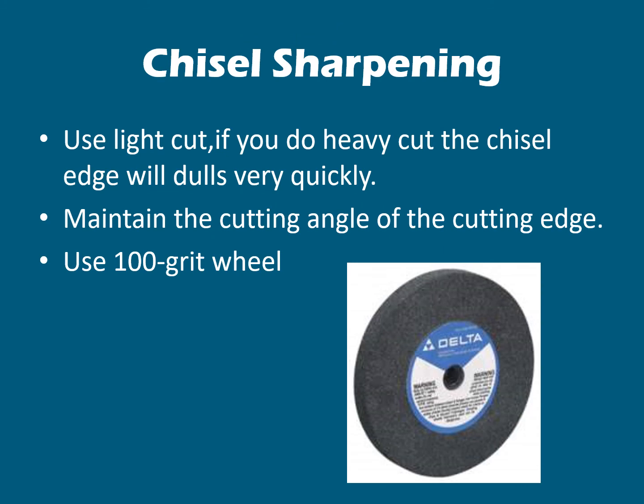Chisel sharpening. Use light cuts. If you do heavy cuts, the chisel edge will dull very quickly. A dull chisel is a dangerous tool because cutting with it requires more power. It means less precision and the risk of slipping and damaging the workpiece is very high. Maintain the cutting angle of the cutting edge. Use a 100 grit wheel for the grinder. Too much heat will weaken the steel of the chisel.